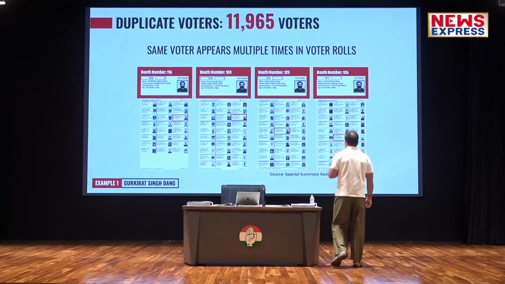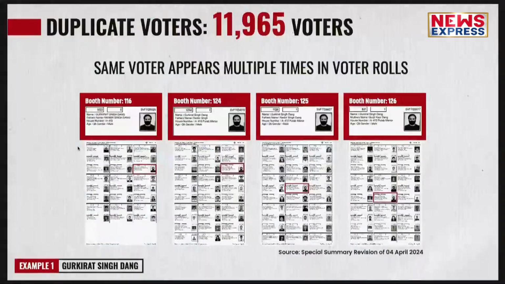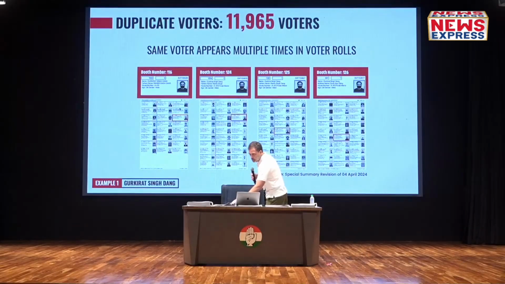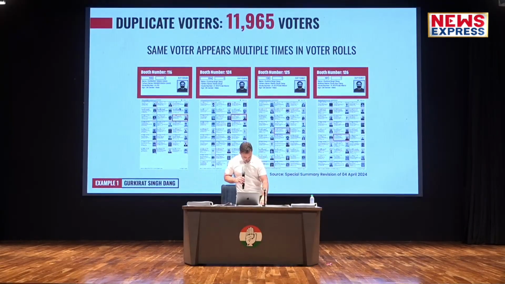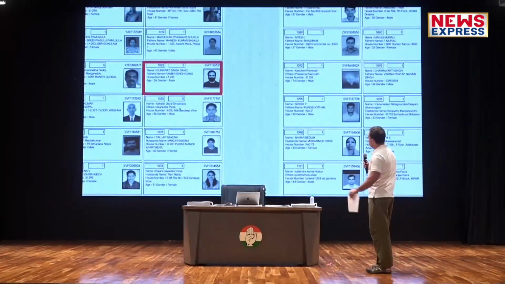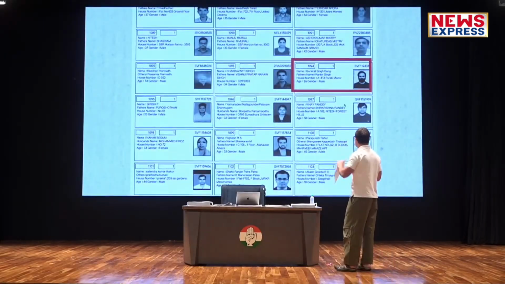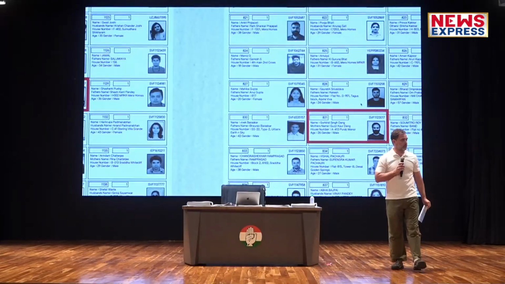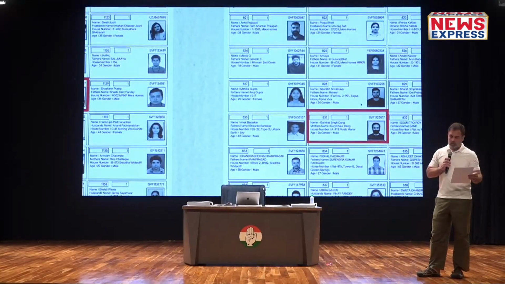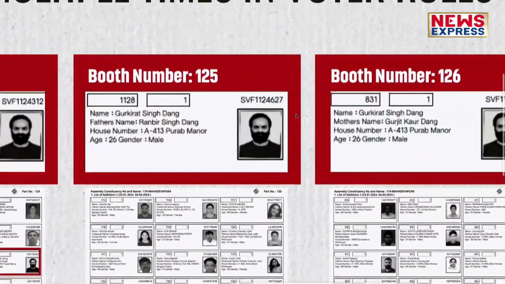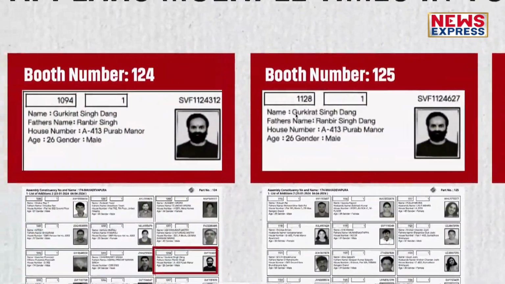Here is duplicate voter. There are 11,965 voters of this type. This is a gentleman called Gurkirat Singh Dang. Here he is. Can you zoom in? Gurkirat Singh Dang appears once, twice, 3 times, 4 times. In 4 different polling booths in the constituency. He is the same name, the same address, the same person, 4 different polling booths. And this is not just one person, this is thousands of people in one assembly.